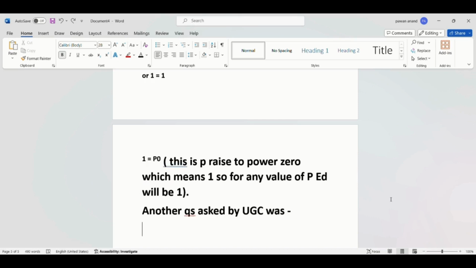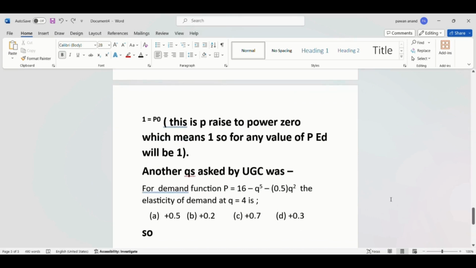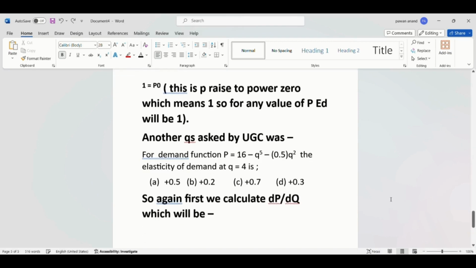Now, another question asked by UGC was this. For the demand function, P is equal to 16 minus, actually it is Q only, not Q raised to the power 5, minus 0.5 Q square. Now this has been corrected. P is equal to 16 minus Q minus 0.5 Q raised to the power 2. The elasticity of demand at Q is equal to 4 will be, these are the four options, 0.5, 0.2, 0.7, 0.3. So again, first of all, we calculate the slope of this inverse demand function.